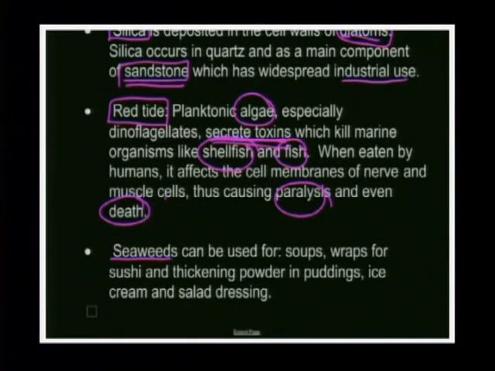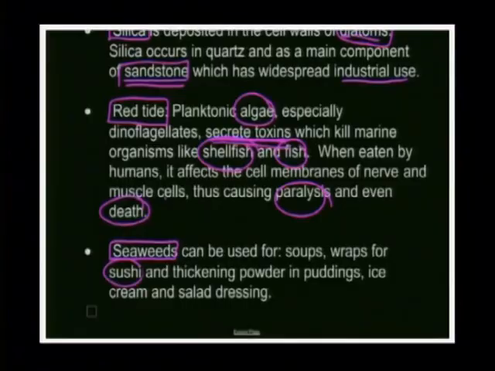Finally, seaweeds. Seaweeds are used in our new most popular form of food. They are used in sushi to wrap up the various components. However, you find them in thickening powders in puddings, you find them in soups, in salad dressings, and you will even find seaweed in ice cream. Look on the ingredients on some of your household products. Any time that you see the word emulsifiers, they've probably put seaweed in there. Let's move on with our protistans.